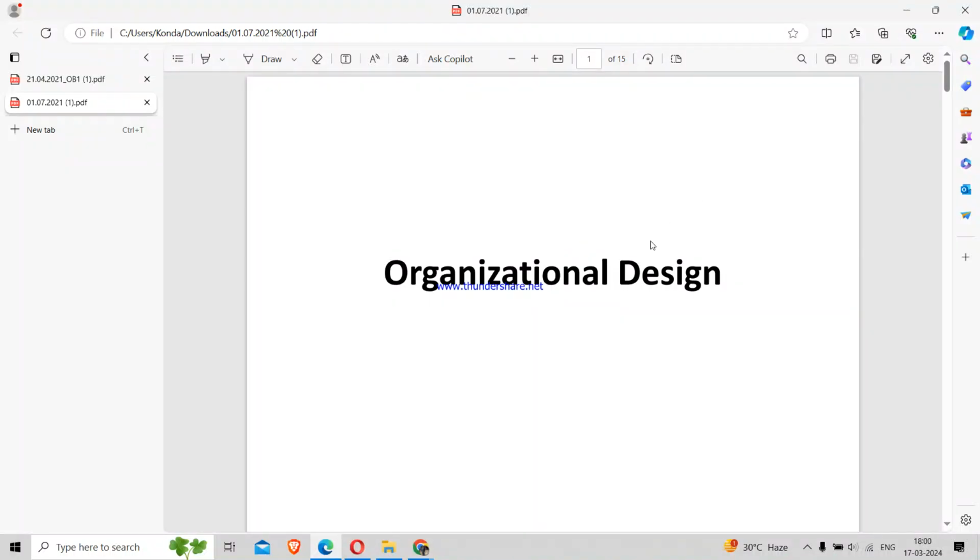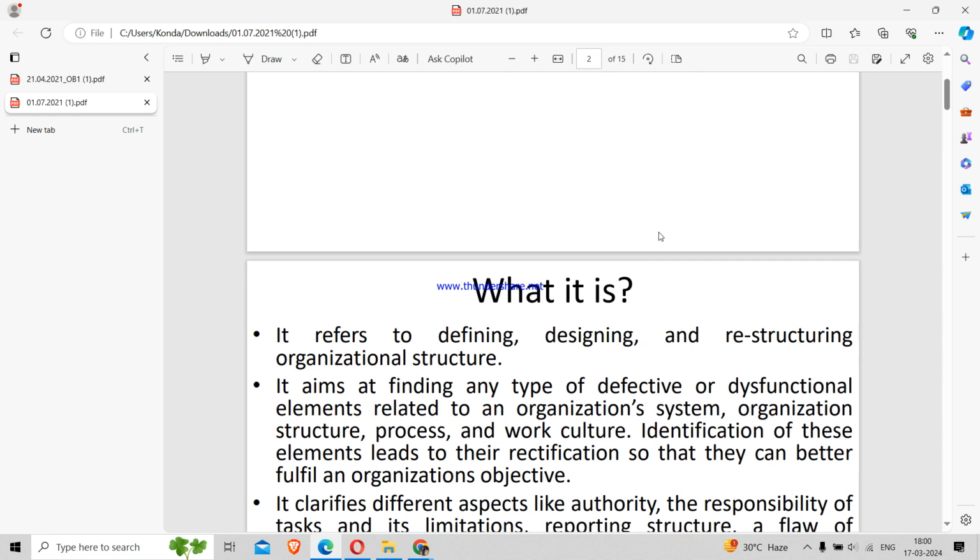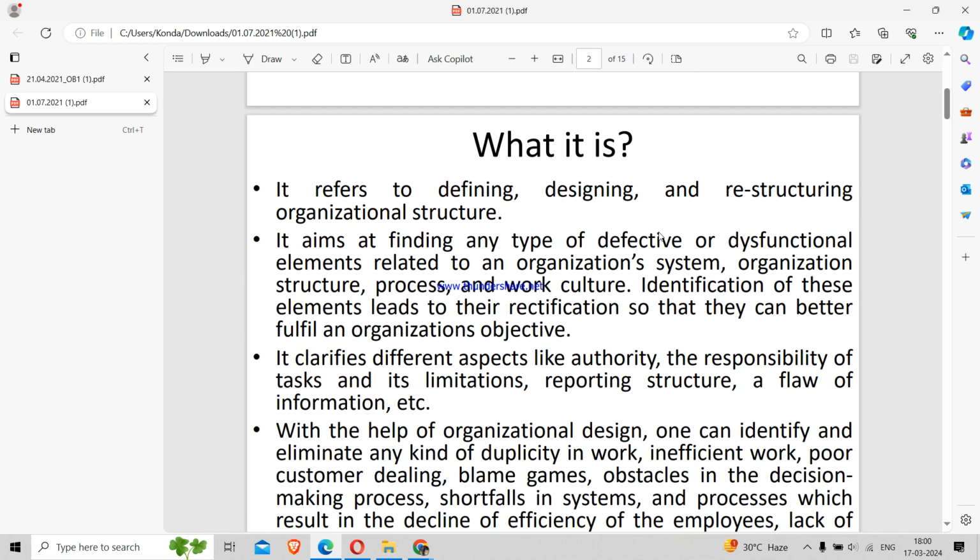So in today's class we'll be getting a look into how a particular organization works. For that purpose, the first motto is to find how the organization design works, means how a particular organization is being formulated and how it basically works, we'll learn in this class. So to start off with, what is it?